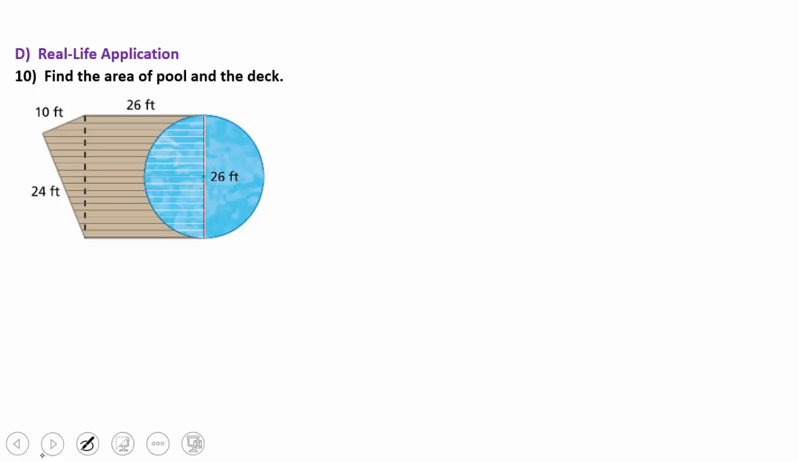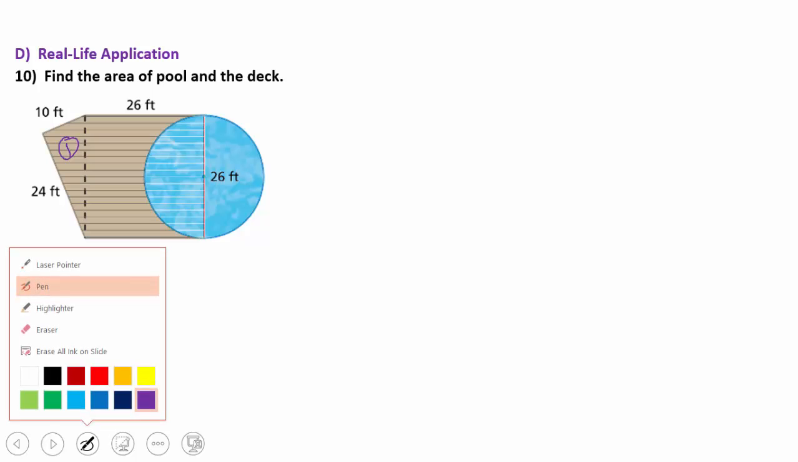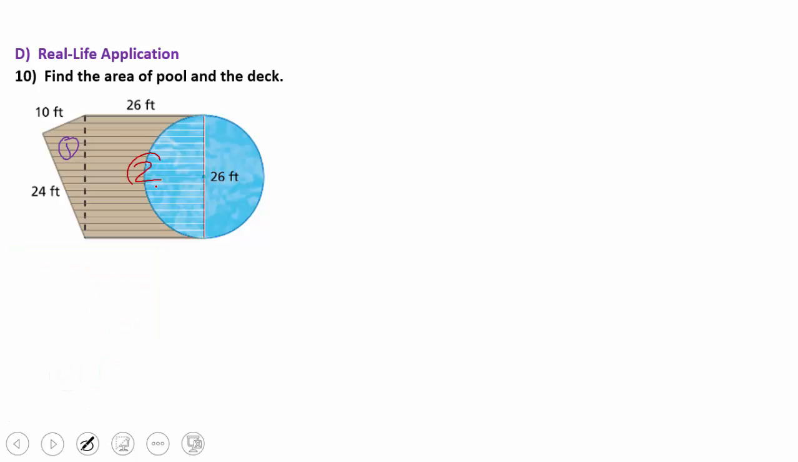with a pool or, I don't know, a hot tub or something. And I see that there's three shapes. Interestingly enough, if you want to find the total area of the pool and the deck, I'm going to do a triangle, call that shape 1. I'm going to do a square, call that shape 2. And I'm going to do a semicircle and call that shape 3.